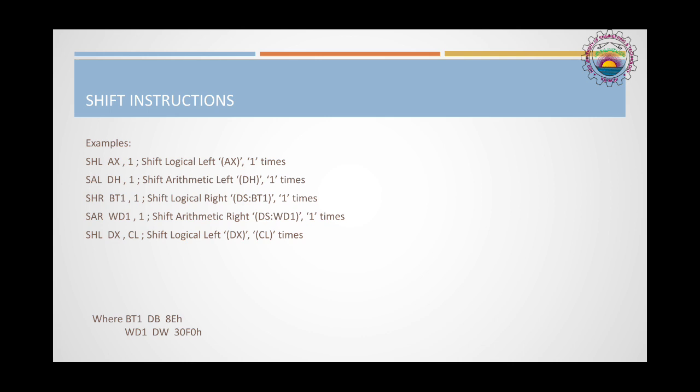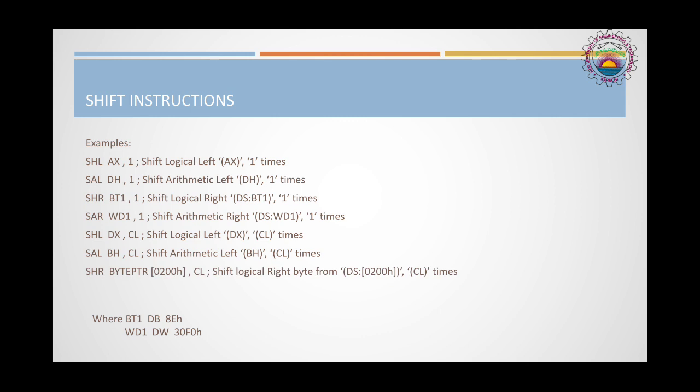Next example is SHL DX, CL. Logical left shift DX, CL times: whatever number is present in CL, that many times the DX register is to be shifted logically left, and the result will be stored in DX. SAL BH, CL: the contents of BH are to be arithmetically shifted left within the ALU CL times, and the result will be stored back to BH.